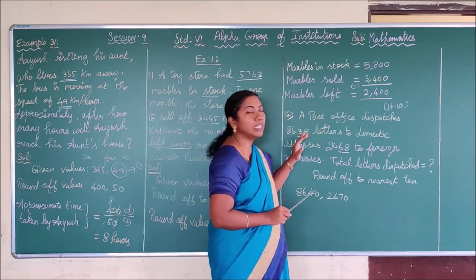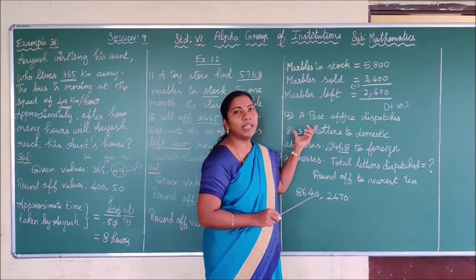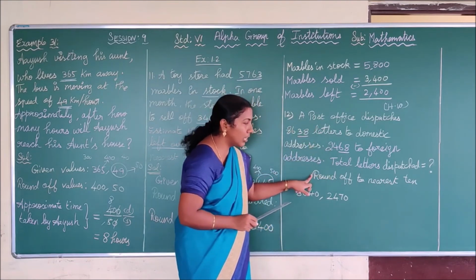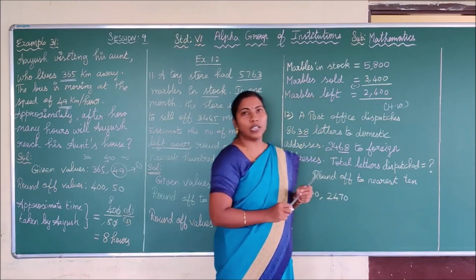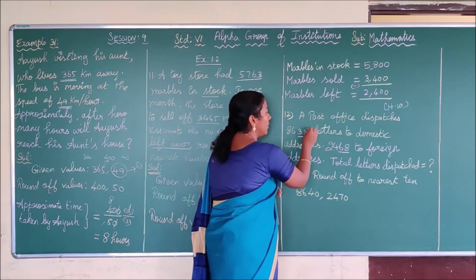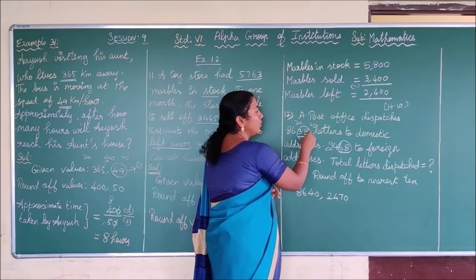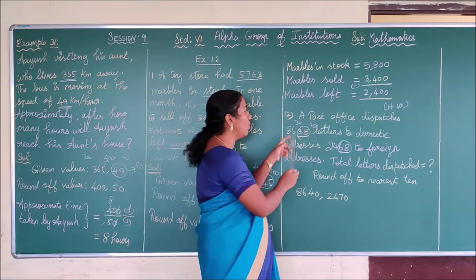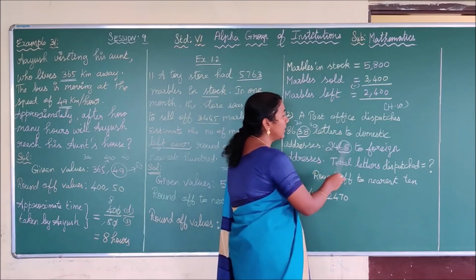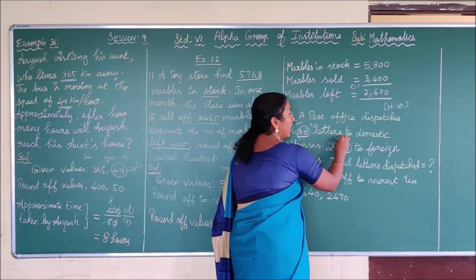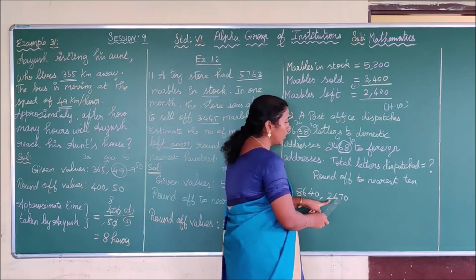But this sum comes under the topic of estimation. So before you calculate, you have to estimate the values. They have also given one condition: round off to the nearest 10. Round off to the nearest 10 means you have to consider only 2 digits. Consider these 2 digits, 38 and 68. 38 lies between 30 and 40. So it is closer to 40. So the rounded value of this is 8,640. See here, 68 lies between 60 and 70. So it should be rounded off to 70. Thus the rounded value is 2,470.